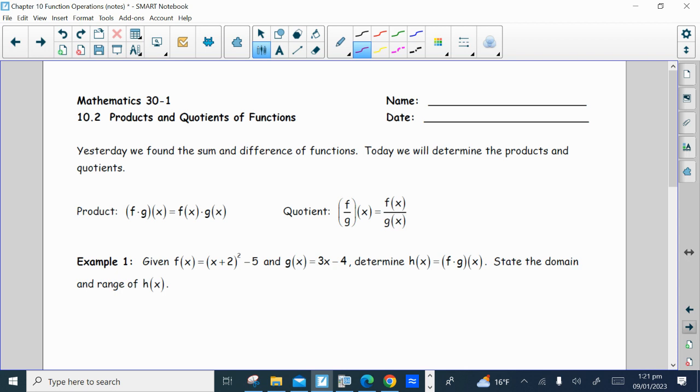All right, so tomorrow we'll look at quotients and products.